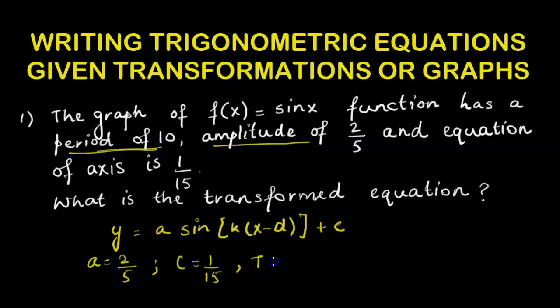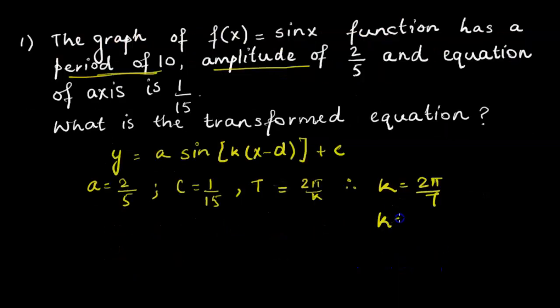We would be using this time period to get our k value, and because the time period is 2 pi by k, therefore the k value would be equal to 2 pi by time period. So in order to get the k value, we do 2 pi divided by the time period, and since the time period is 10, we divide it and write it down in lowest terms. We get pi over 5.